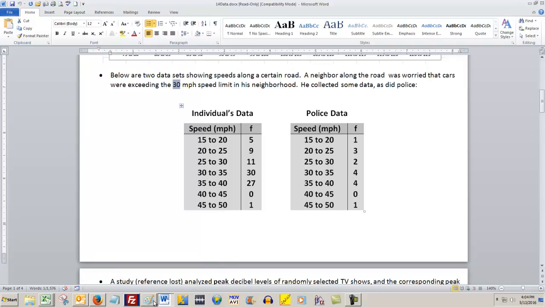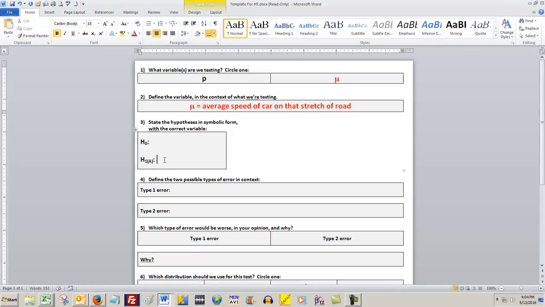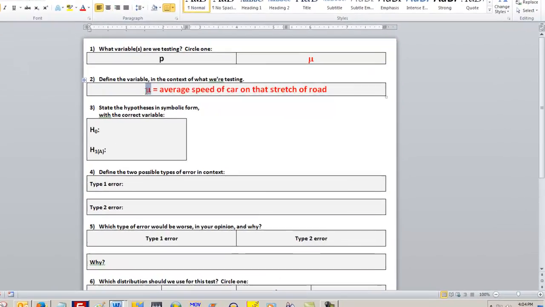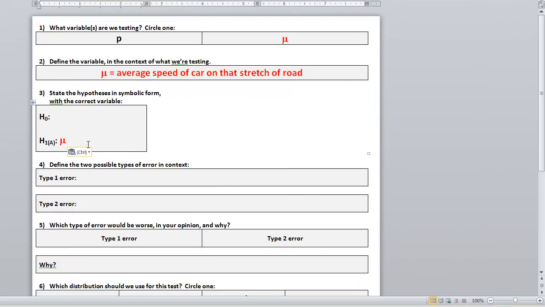So what I'm interested in as a researcher is checking whether or not these cars' average speeds are greater than 30 miles an hour. That's what I want to know. I'll even put miles per hour there if you want to have a unit. I want to know, is the average speed greater than 30 miles an hour?